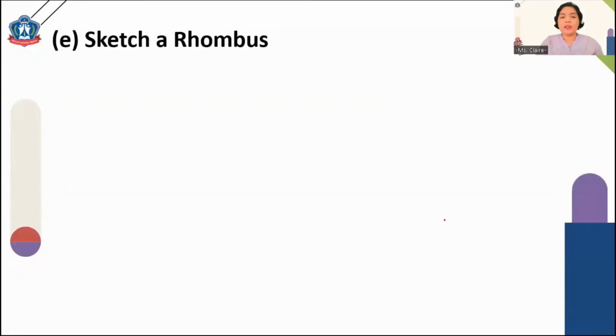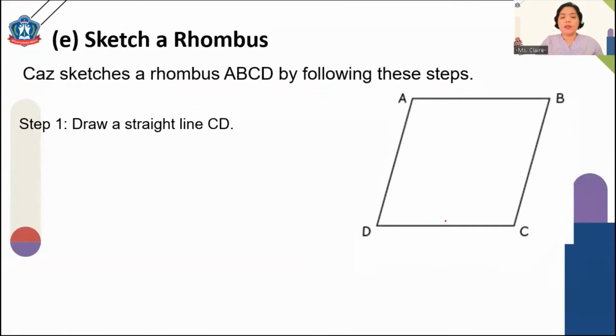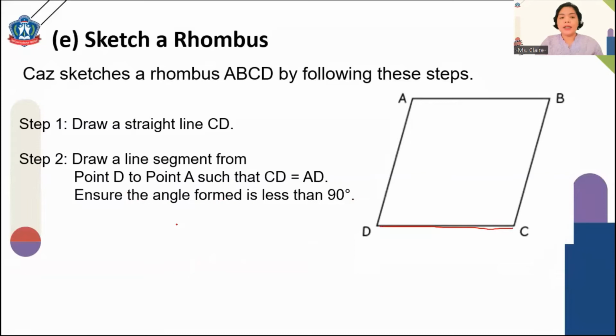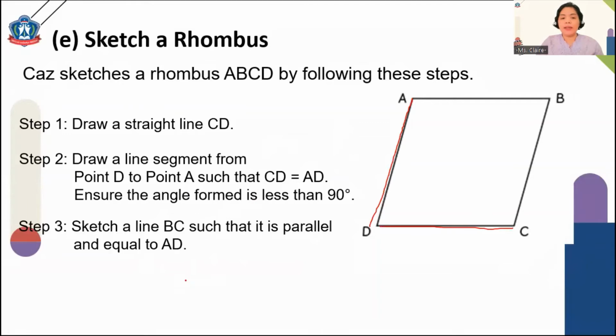Now, let's sketch a rhombus, or how to draw a rhombus. All you need to do is to draw a straight line, CD, this one. Next, draw a line segment from point D to point A and connect them, such that CD and AD are equal, or the same length. Then make sure that the angle they form is less than 90 degrees.